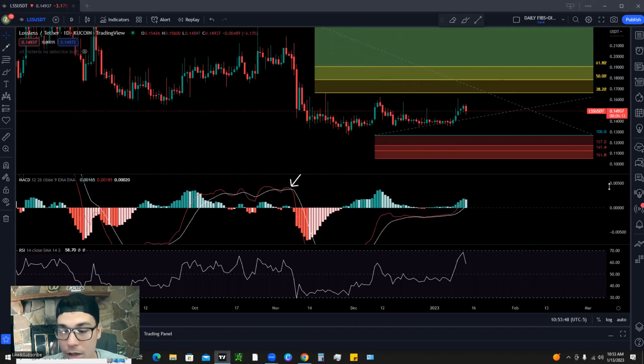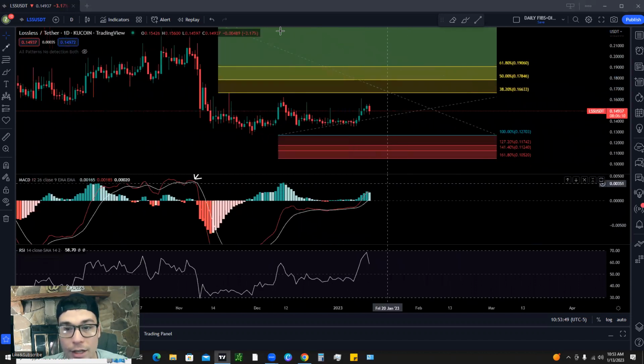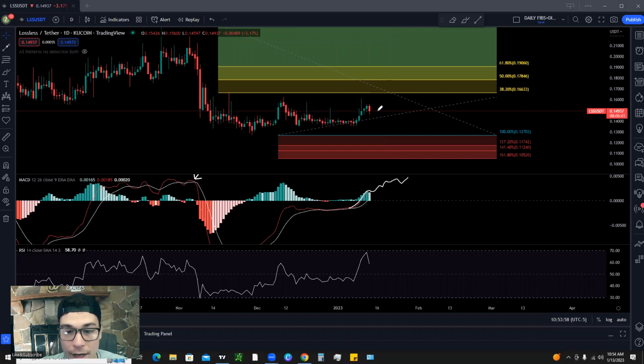Okay, now take a look at what our MACD is currently doing. It's currently trading above. So we have good momentum, right? We're on the upside. We're staying above the white line. What we want to see is it continue to do that and head up towards our major retracement levels.